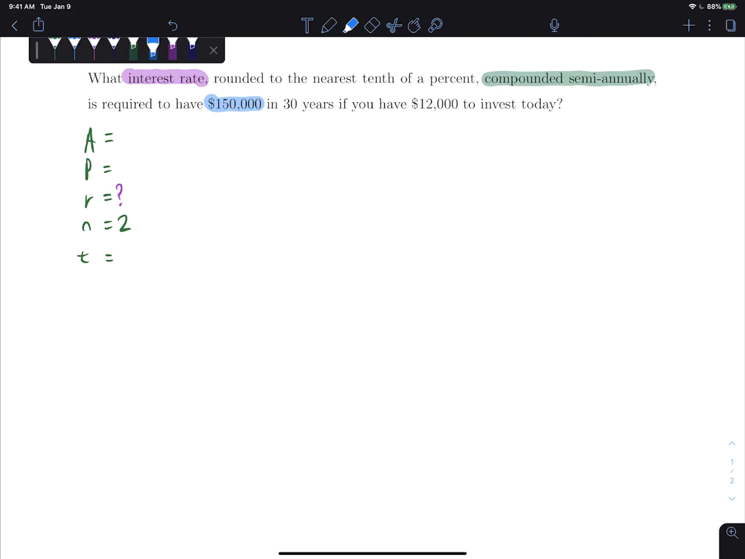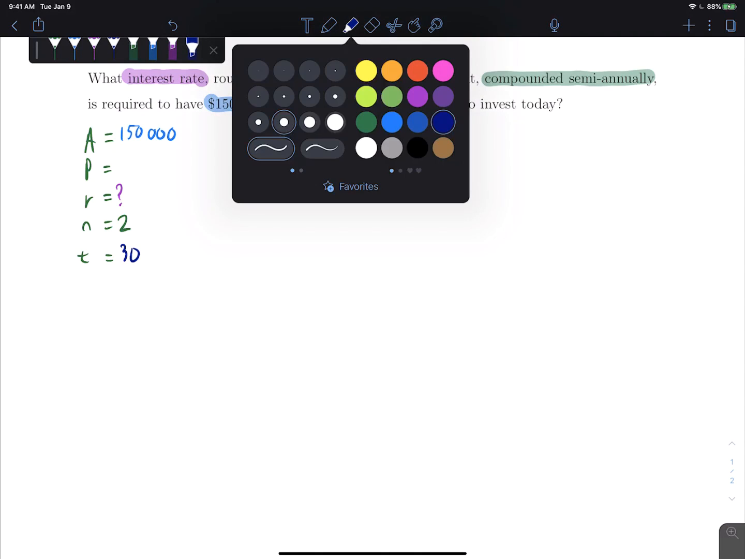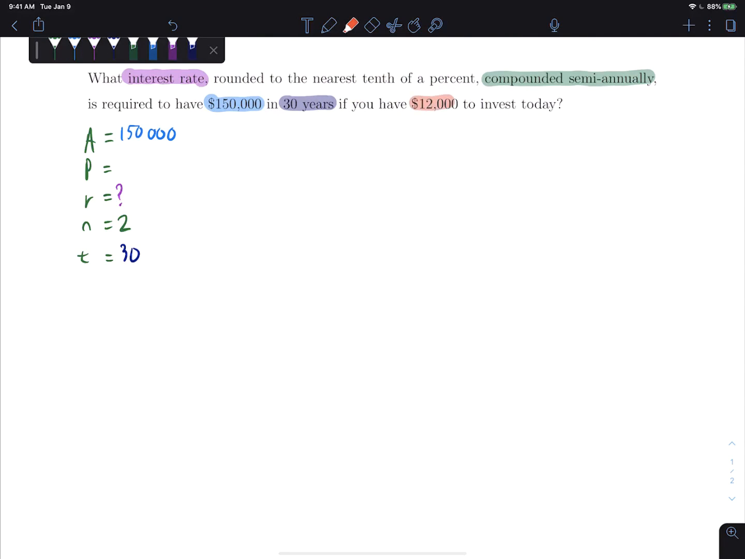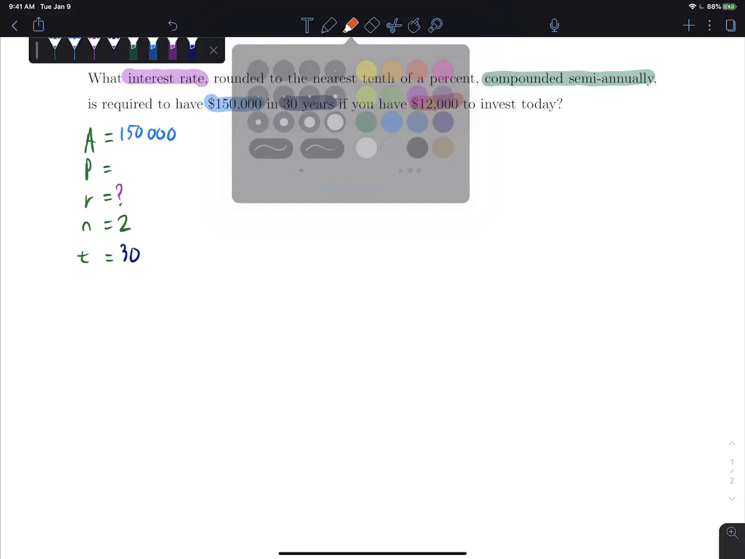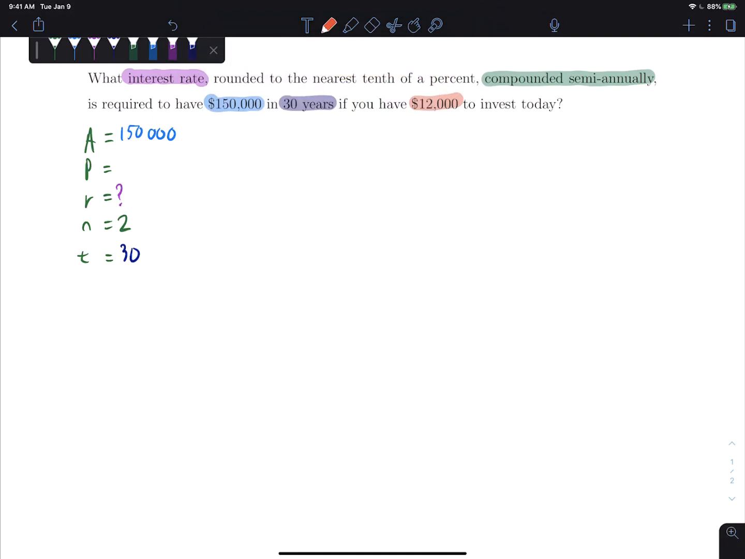$150,000 in 30 years. So that will be a future value of $150,000, and 30 years is the time, so 30 years there. If you have $12,000 to invest today. Alrighty.